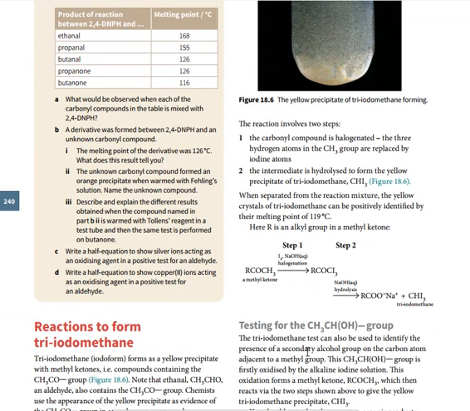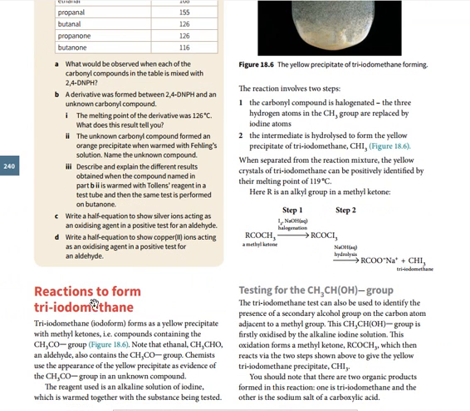So those are the points. Now the next one is the reaction to form triiodomethane. You need to know that for aldehydes and ketones, in order for a reaction to produce a triiodomethane, the group that is necessary is a CH3CO group.